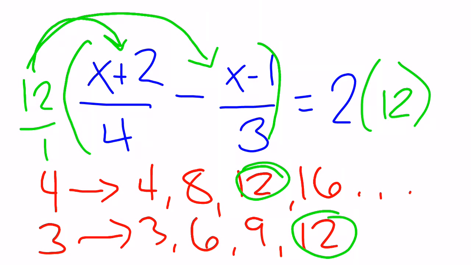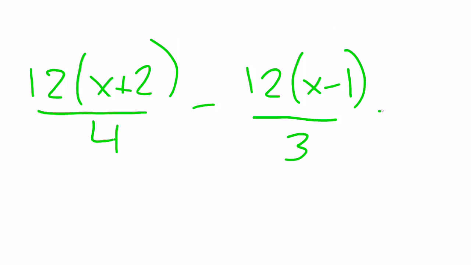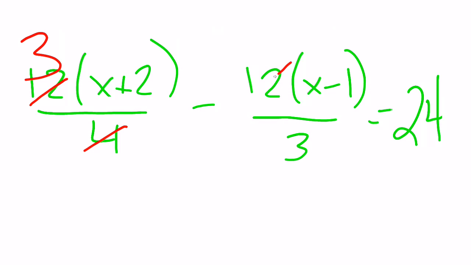Instead of trying to make that happen all in one fell swoop, what I can do is multiply it as 12 times (x + 2) divided by 4 minus 12 times (x - 1) divided by 3, and that's equal to 12 times 2, which is 24. Hopefully you wrote that step down so you can see how easily this flows, because if I just multiply that 12 into the numerators, then I can really easily cross cancel and reduce these fractions. And I've got a really nice problem to solve.